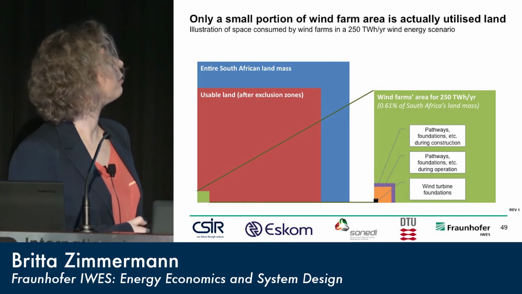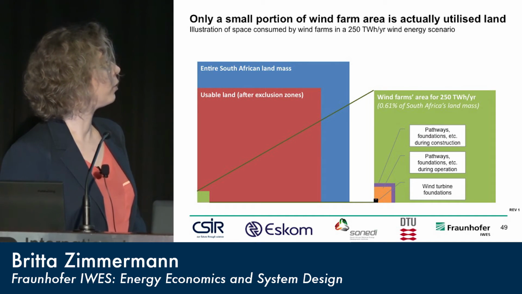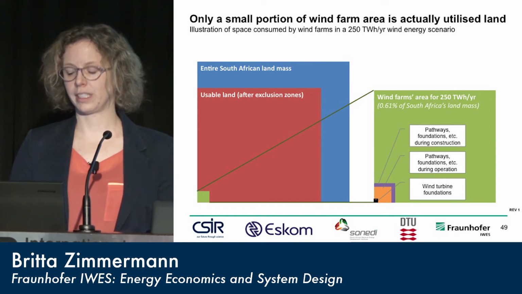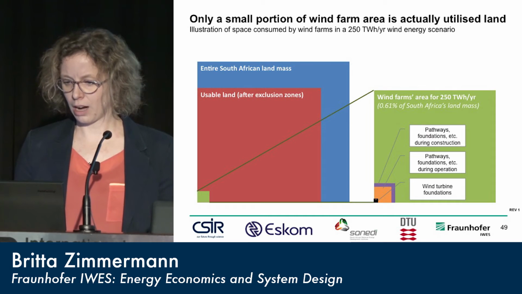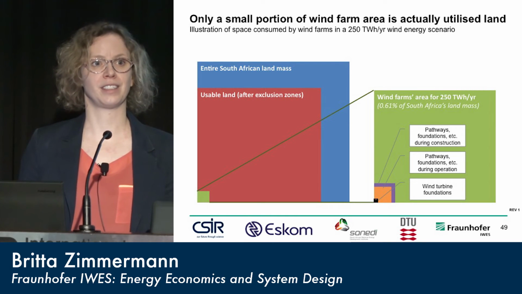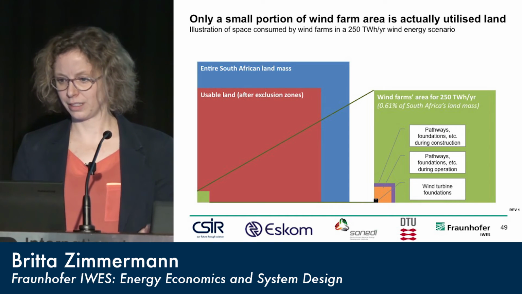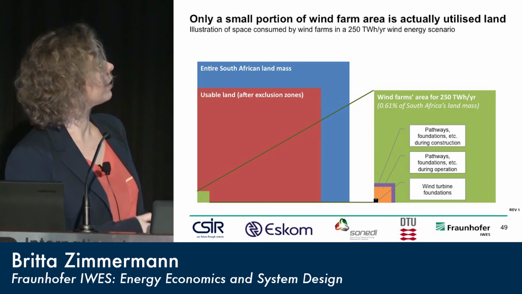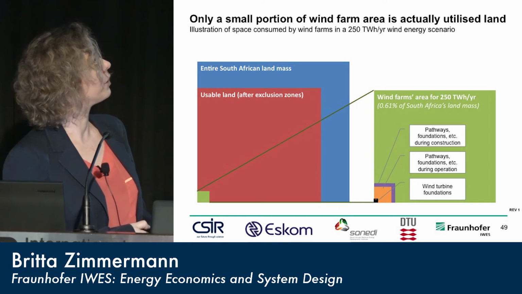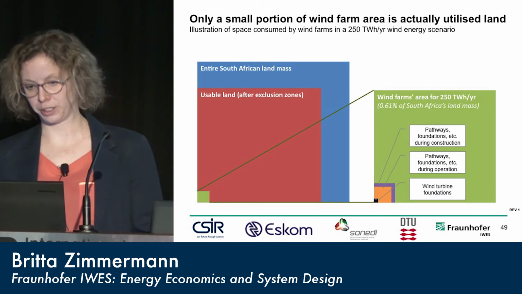For generating 250 terawatt hours on average, we would need only 0.6% of the land mass. This shows how much space you have and how little you would have to use for installing turbines to, for this scenario, get to about the demand you have today, or about half of the demand that we assumed for the future.